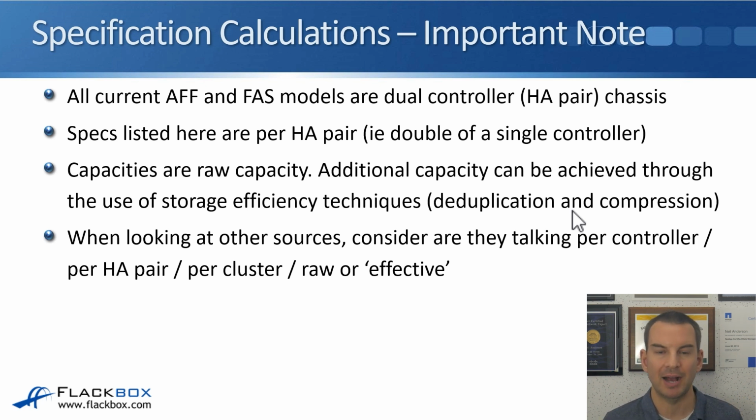Wherever I mention capacities, that is the raw capacity of the disks. Additional capacity can be achieved through the use of storage efficiency techniques, which is supported in ONTAP, meaning our deduplication and compression.